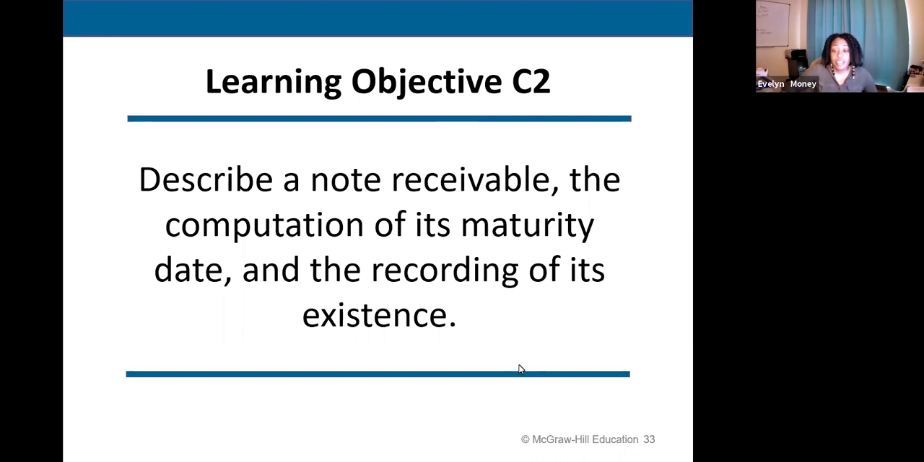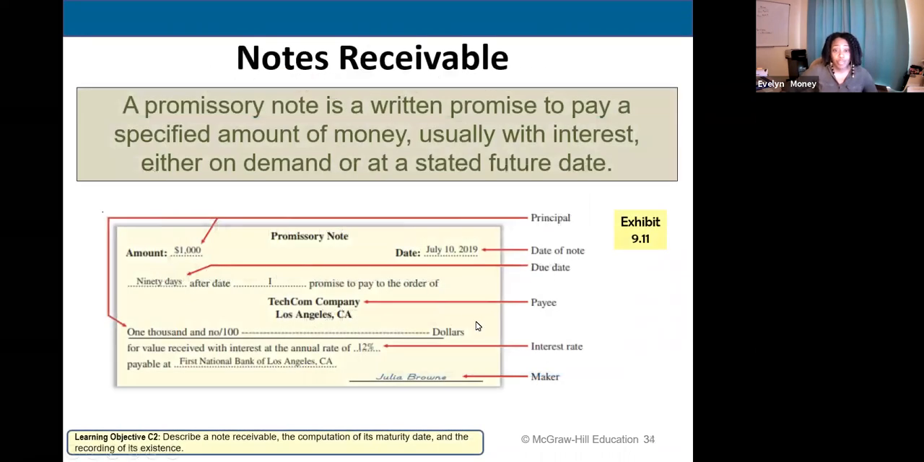A notes receivable is different from an accounts receivable in that there is an official promissory note. An official promissory note is a written promise to pay. Not only will the customer be paying us the amount that they purchased or borrowed, they're also going to pay us interest. This interest is usually given to us as a stated annual rate.